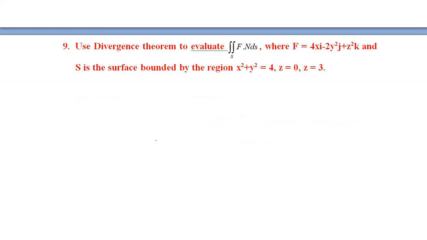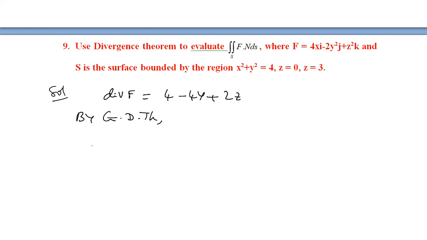we can solve with the same procedure. Here f is directly given, divergence of f is 4 minus 4y plus 2z. Now by Gauss divergence theorem, the double integral of f dot n ds equals the triple integral of divergence of f dv over the volume V.